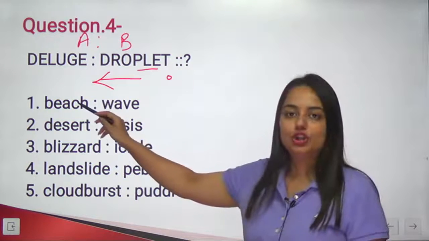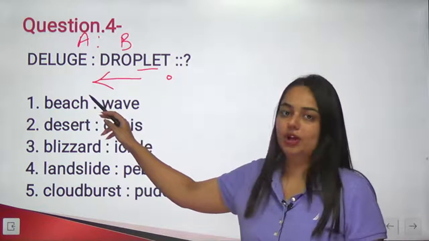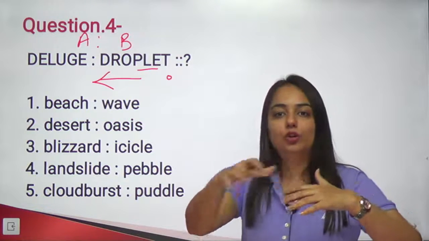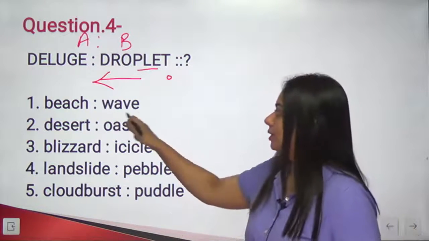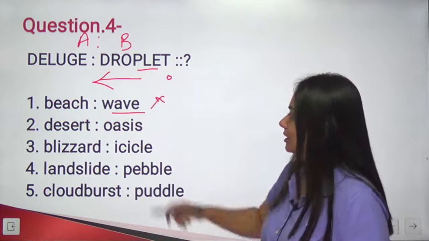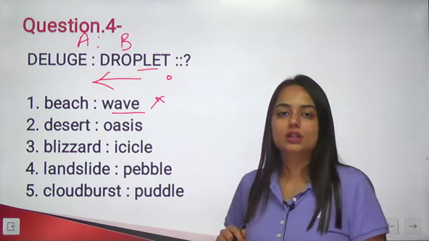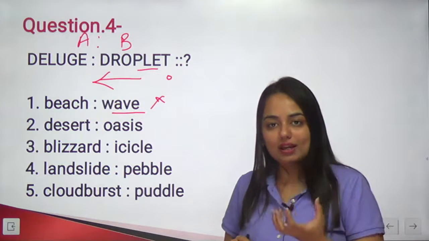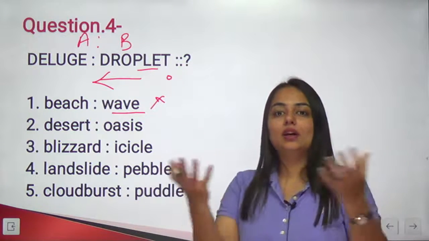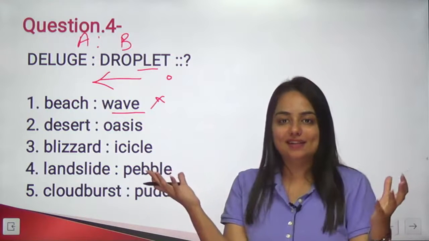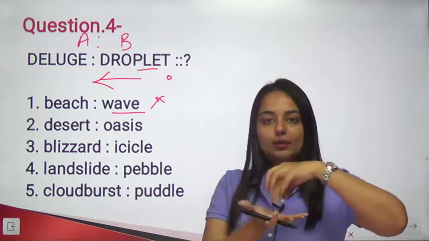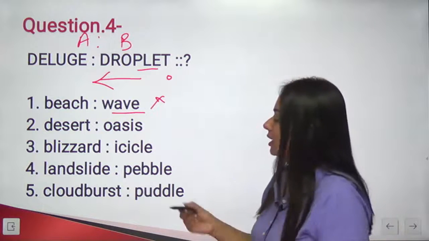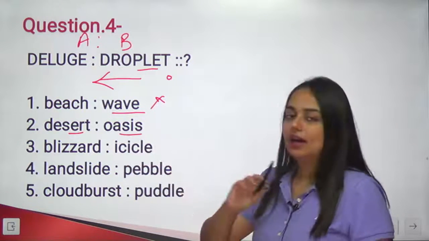Wave and beach, are they both the same? No, they are not. Beach is the ending of the land part where the water body or the ocean starts. Wave is something else. So this is not the answer. Desert is to oasis. What is an oasis now? An oasis is a green patchy area somewhere in between a lot of dry desert area. So when you have a green patch in between the desert, it is known as an oasis. So desert and oasis, they are not the same.